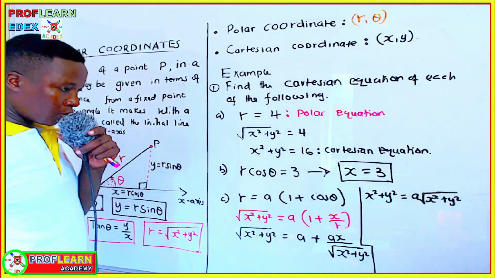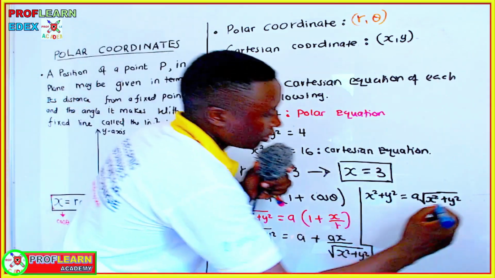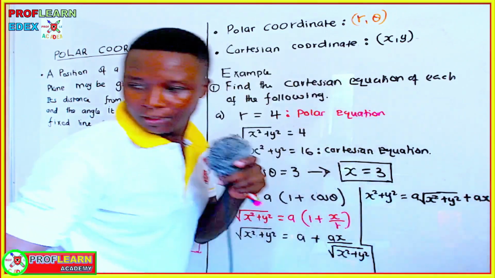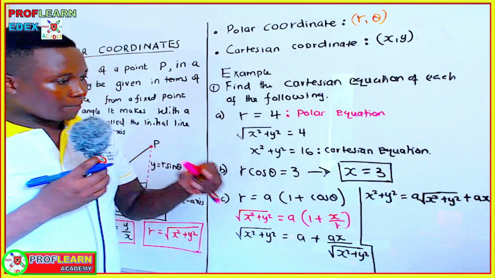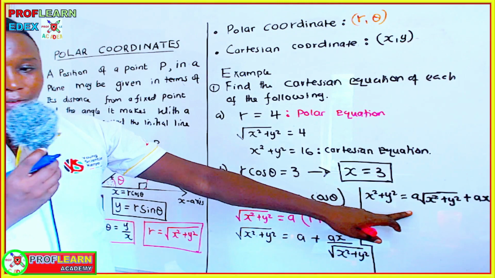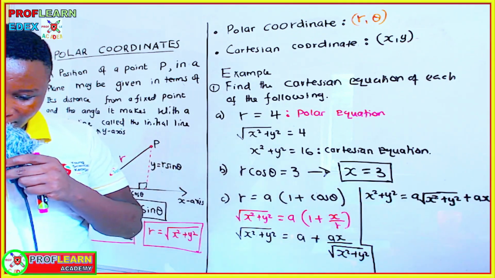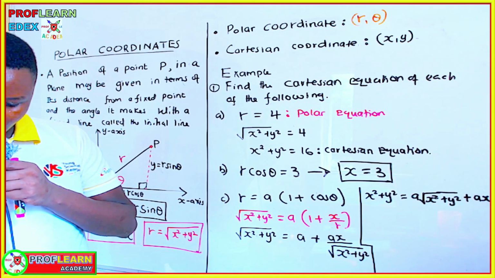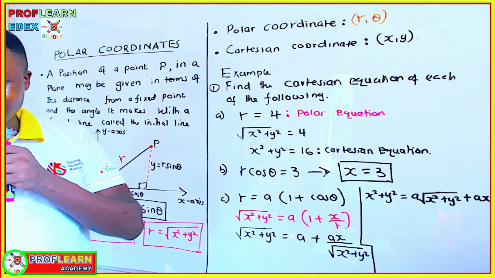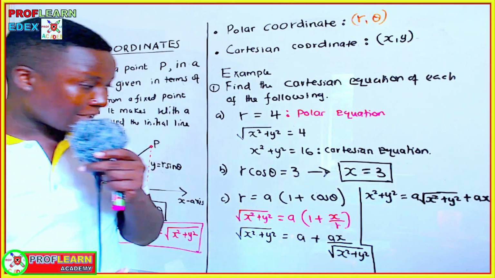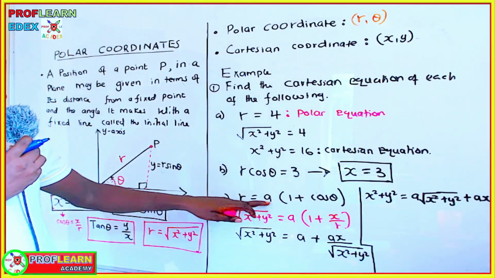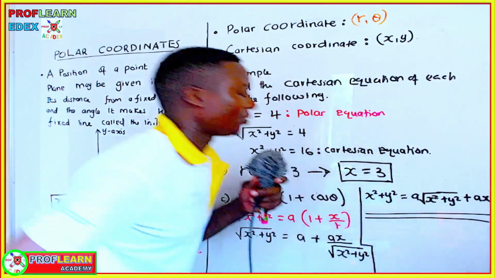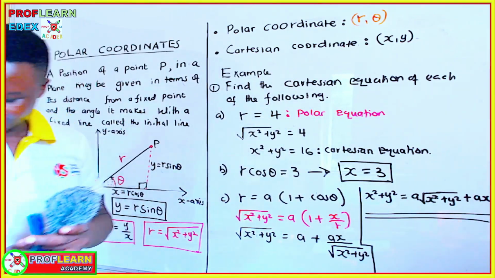Once we have this, we're going to remain with ax like that. So this equation now is actually the Cartesian form of the equation we were given, which is a polar equation. So this polar equation has a Cartesian form, which is like this.